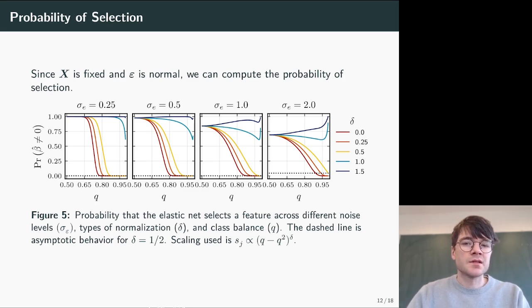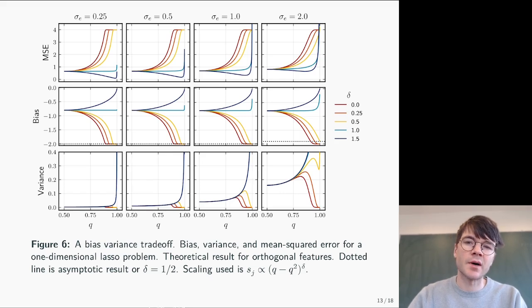You can see that the probability of selecting each of these features decreases when the feature becomes more and more imbalanced. And you can see that this is more pronounced when you have a lower level of delta. So if you have no scaling whatsoever on your features, then the probability that this binary feature is going to be selected quickly drops to 0. This is related to the bias-variance trade-off that we mentioned earlier as well.